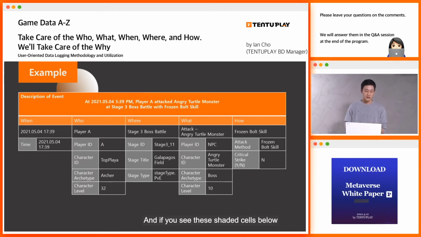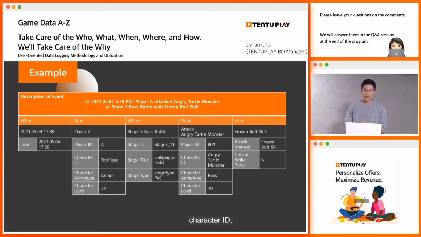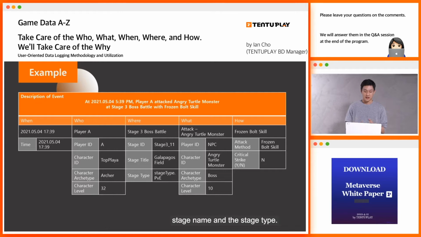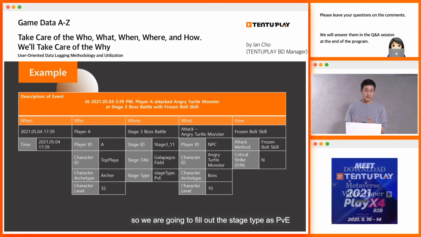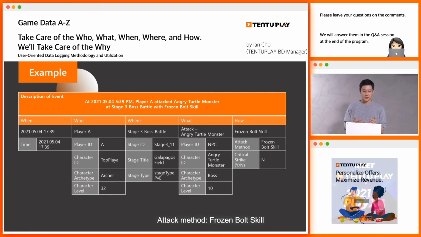And if you see the shaded cells below, these are the appropriate parameters that you're going to fill out to log the 4W1H narrative. So for when, the time is going to be a straightforward local time. And who is going to be player ID, character archetype, if the character has any archetype, and the character level. Where is going to be stage ID, stage name, and the stage type. In this case, this is not a PvP, it's a PvE, so we're going to fill out the stage type as PvE. And what, the angry turtle monster, is pretty straightforward as well. And how, the frozen ball skill: attack method, frozen ball skill, critical strike, yes or no.